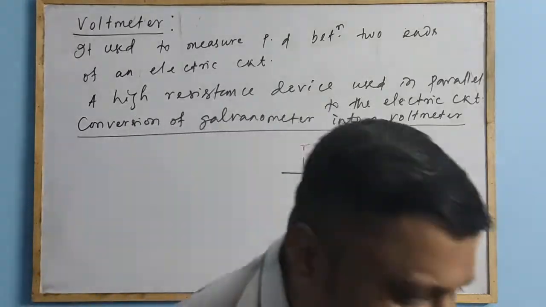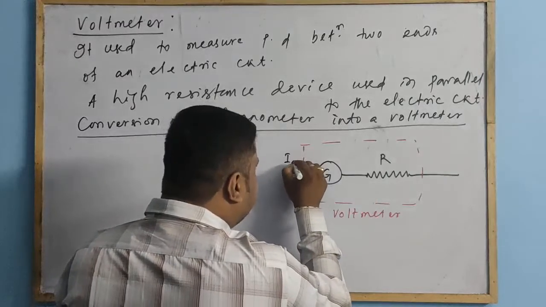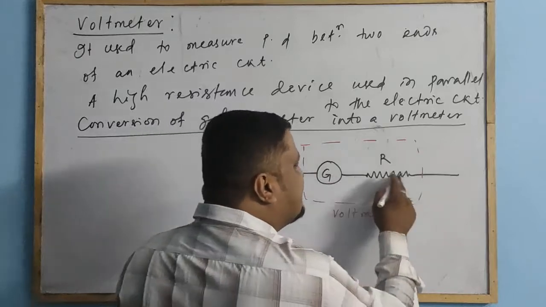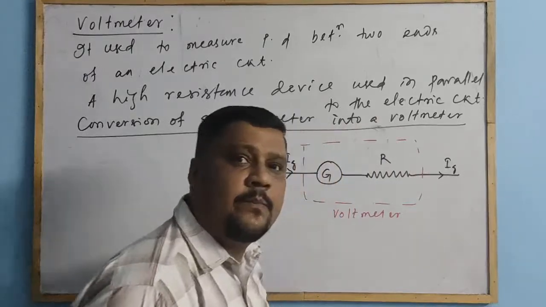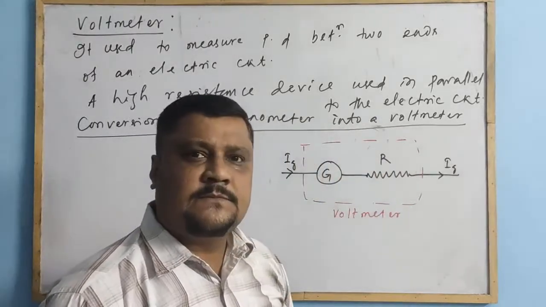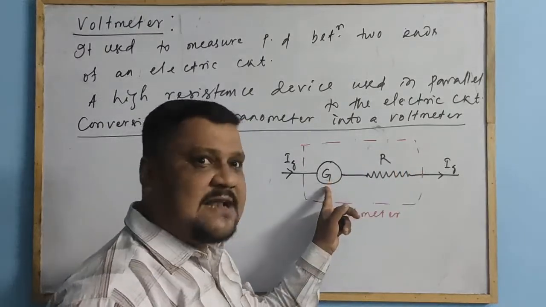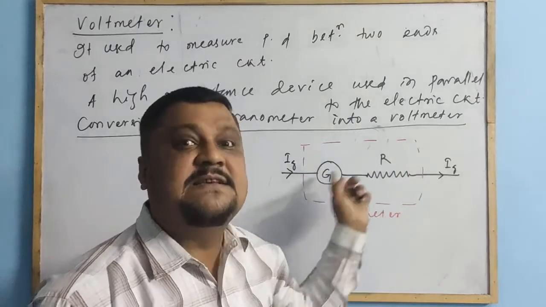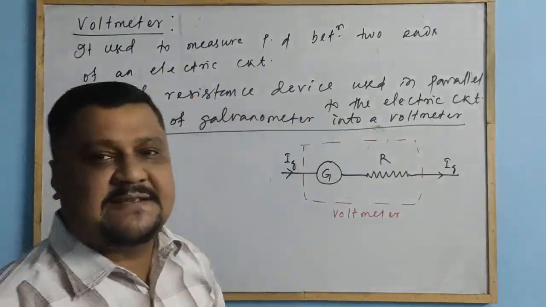So what happened here? Now let us consider the current I_G flowing in the circuit. The same current flows through the galvanometer and through R, so you get this I_G as the output. Then it is connected to the circuit. So this is the voltmeter. Right? The galvanometer has high resistance, and this R is again a high resistance. Both are in series, so the effective resistance is G plus R, which is very, very large. So a voltmeter is a high resistance device.